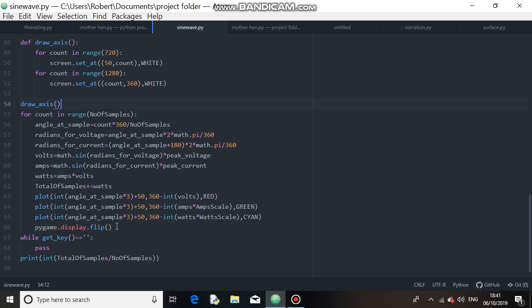Okay, Pygame display flip. Every time you draw something in Pygame, you have to flip the screen in order to display it, so that's what that is. Every time it goes through, it flips it. Okay, and when it's done that 256 times, it waits for a key to be pressed, and then it prints the total of samples. So that's all these samples added together, divided by the number of samples, in order to give you a value for watts.